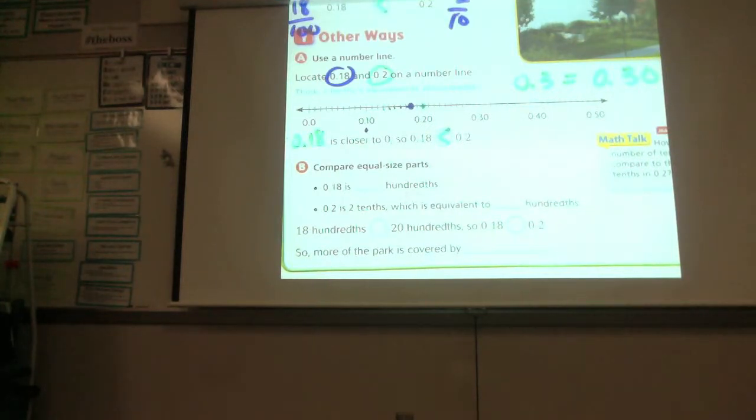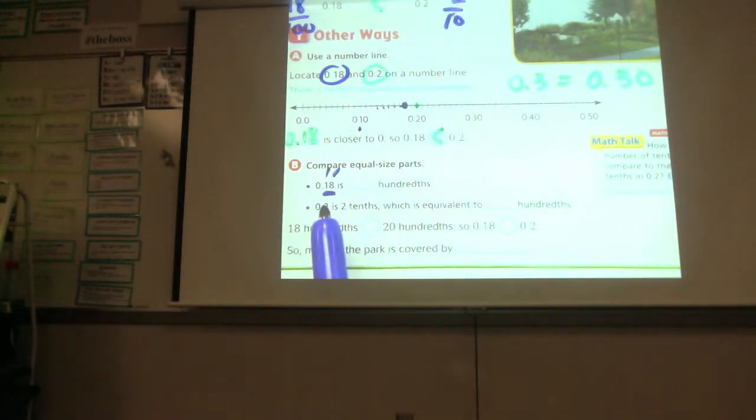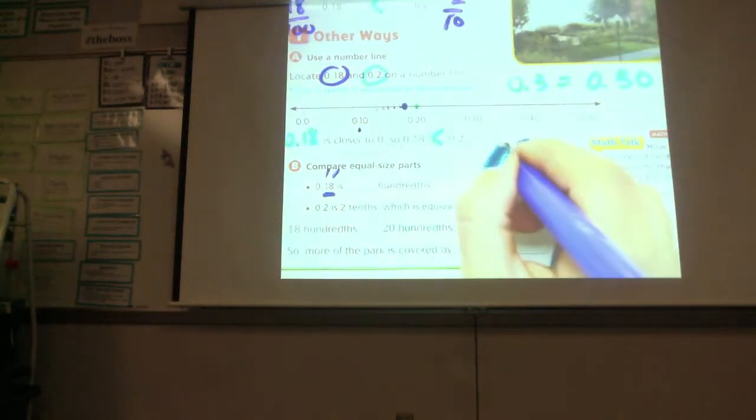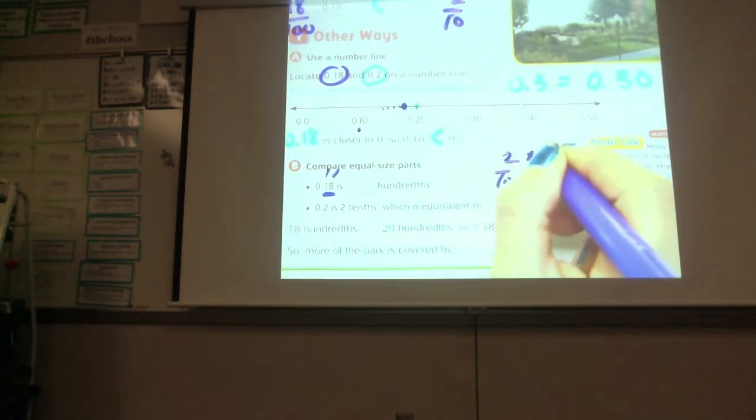You can just simply compare the size parts. Remember when we're doing fractions, one of the ways we can compare them is to make sure that they have the same size parts, meaning the same denominator. You can do the same thing with decimals. Okay, so what's another way to change 0.2 so that it has the same size parts? What do you think, Ebony? So just like our other lesson, you can make 0.2 into 2 tenths and then multiply it by 10, which equals 20 hundredths.